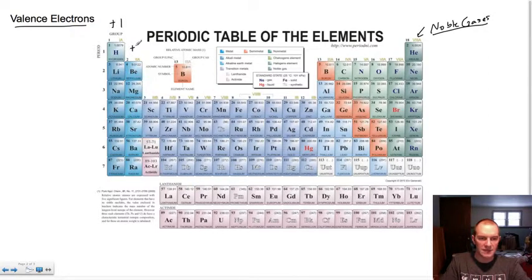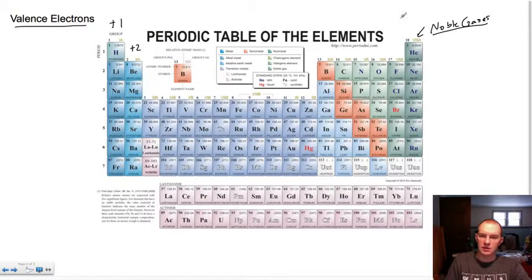Things in group 2 will have a +2 charge for the same reason. Something like magnesium could either gain 6 electrons, 1, 2, 3, 4, 5, 6, to look like argon, or it could lose 2, 1, 2, to look like neon. If we take both of those electrons away, it has 0 electrons in the third energy level, but it's got 8 in the second energy level. As a result of having 8 in the second energy level, it looks like neon, and as a result of looking like neon, it will behave like neon. In essence, it will have an inert noble gas electron shell.